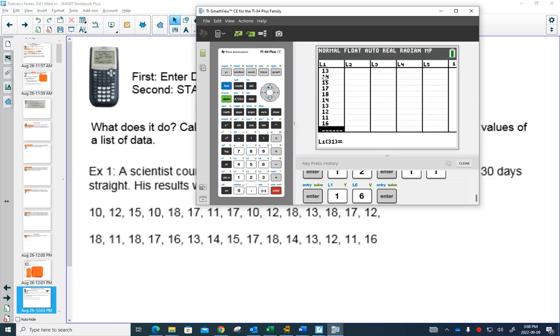Okay, first it's just the stat button. Stat button and then enter on edit. There you go. If we want, you can just type over these or I can just go clear down. There we go.